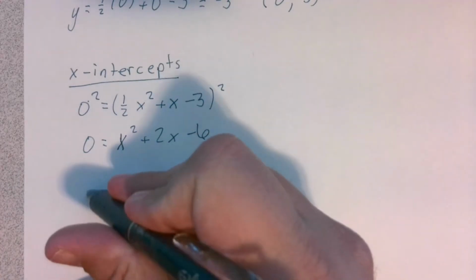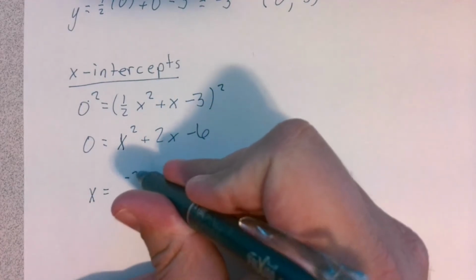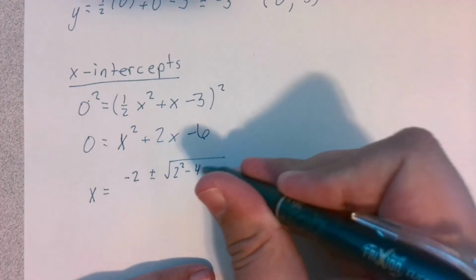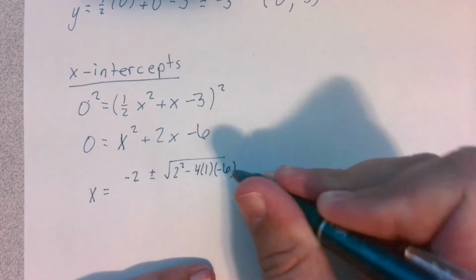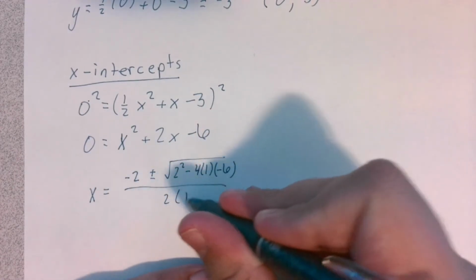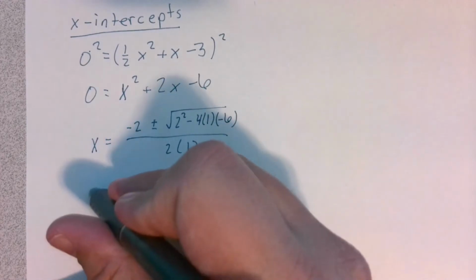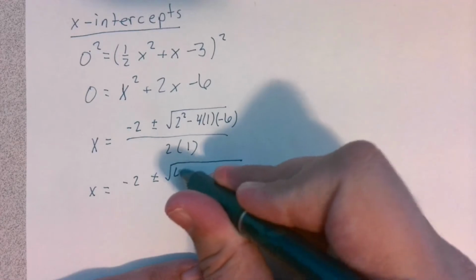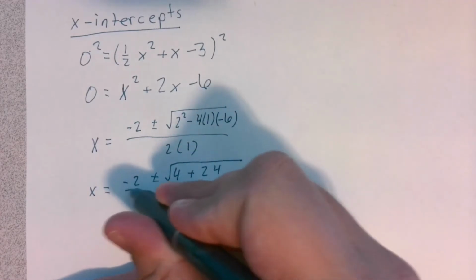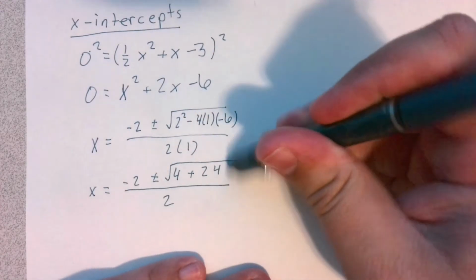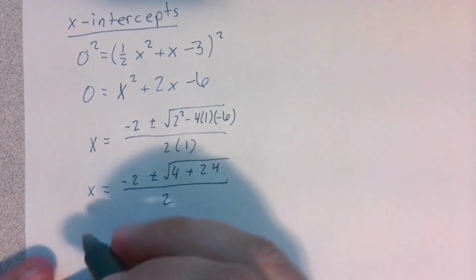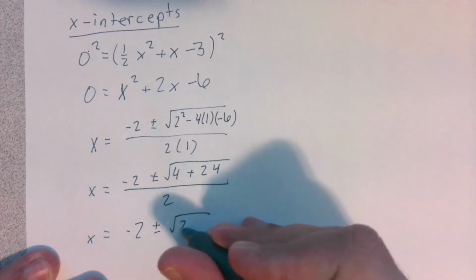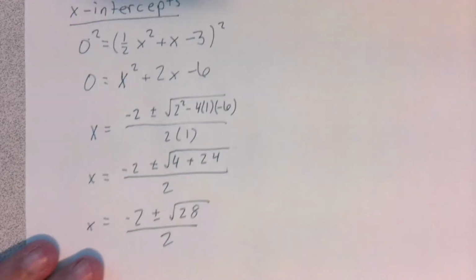And like I said, I'm going to use the quadratic formula. So that's negative 2 plus or minus the square root of 2 squared minus 4 times 1 times negative 6, all over 2 times 1. Which is negative 2 plus or minus the square root of 4 plus 24, all over 2. Which is negative 2 plus or minus square root of 28 all over 2.